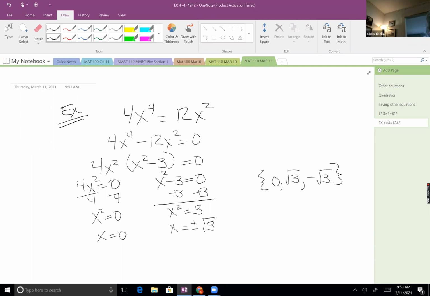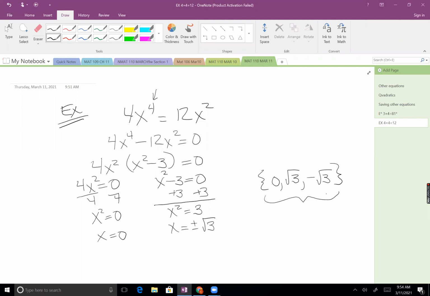Did everybody get 0, radical 3, and negative radical 3? What I want to point out with this one is that there are 3 answers, but it was 4th degree. If it's 4th degree, shouldn't I expect 4 answers? Is it because the 1x turned into 0?